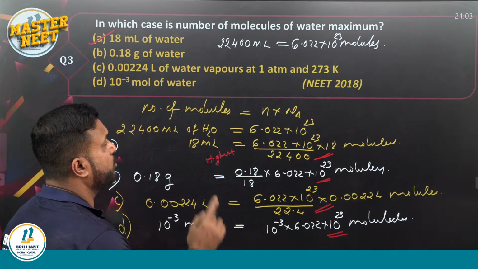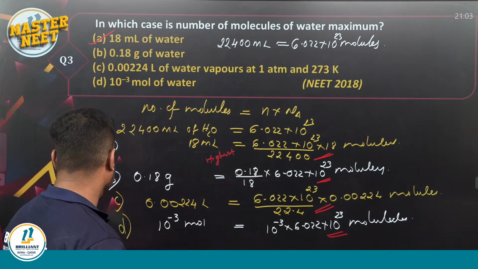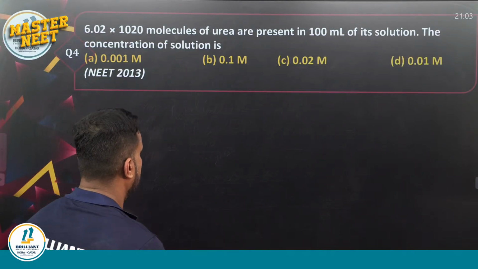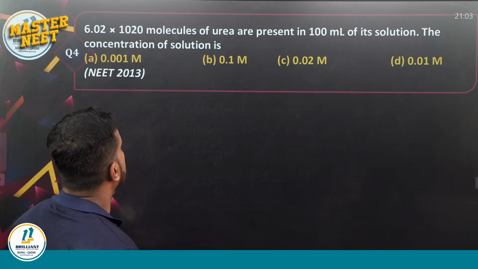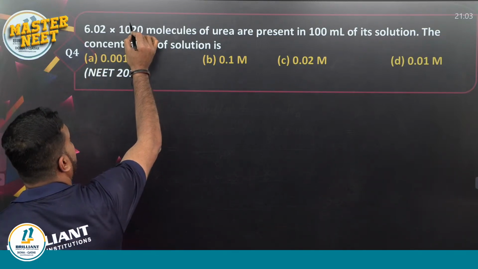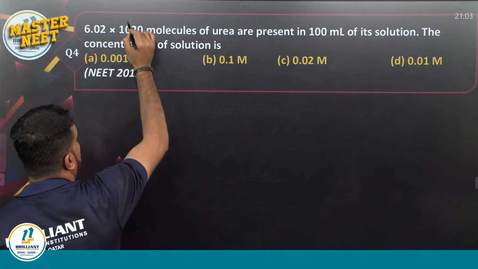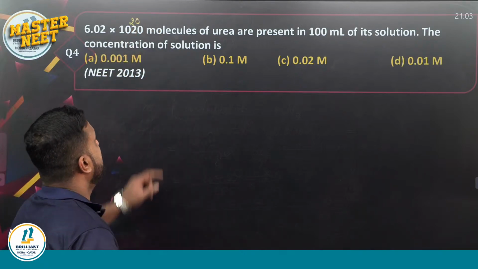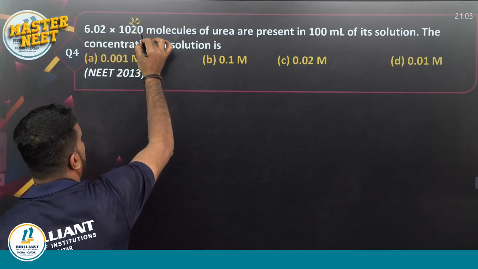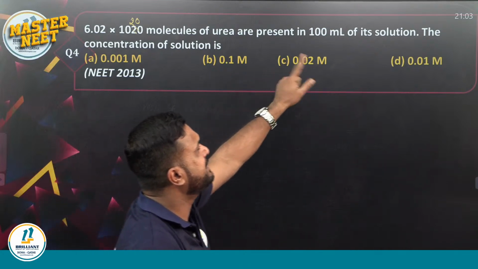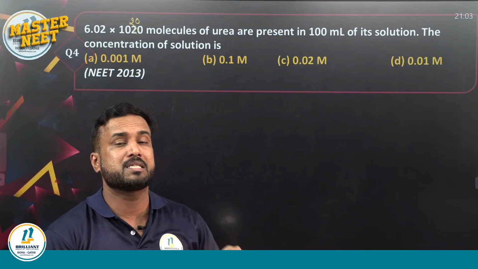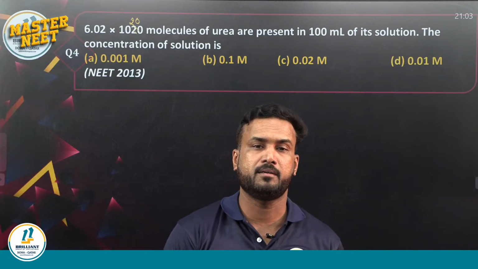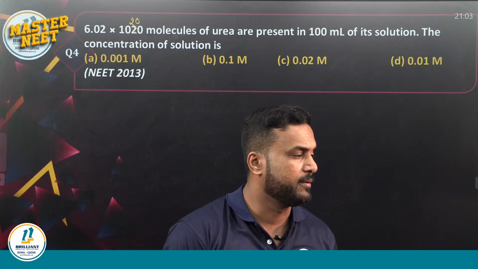You can expect this type of question, based on number of molecules and number of atoms, from this chapter. So question number 4: 6.02 into 10 power 20, this is 10 power 20 molecules of urea are present in 100 ml of the solution. What is the concentration of the solution? Concentration of solution means they are asking to find molarity, moles per liter.